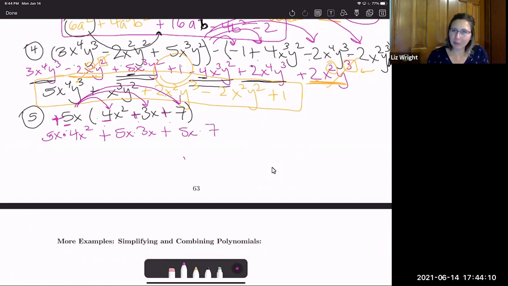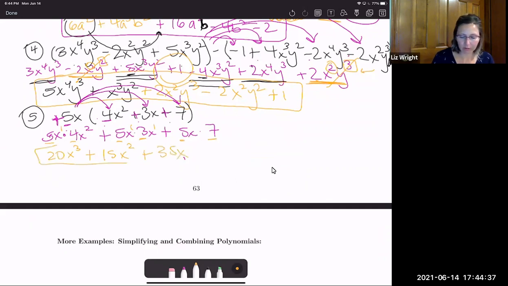And now we're ready to use our exponent rules. So we're going to do 5 times 4, which is going to give us 20. And then we're adding our exponents. So 1 and 2 is 3. So it's going to be x to the third plus 5 times 3 is 15. X to the first times x to the first is going to be x squared plus 5 times 7 is 35. So then it's going to be 35x. And then that's our answer. We always are kind of looking at the end, is it in alphabetical descending order? And it is. It's in the right order.